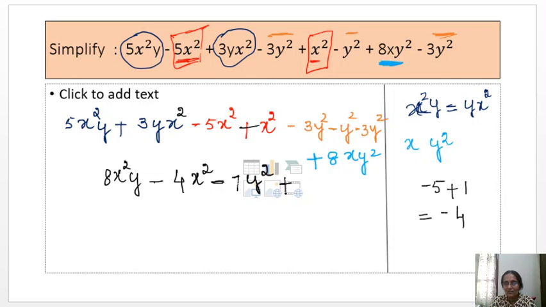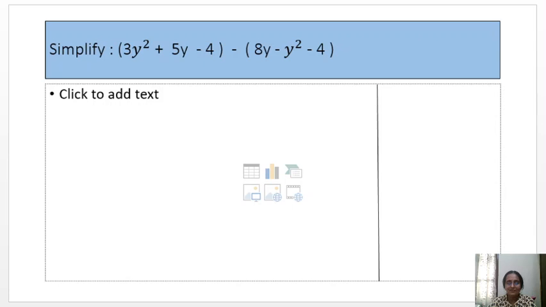Now the 8xy square, write as it is. It is minus 7y square plus 8xy square. It is the final answer. We will solve the next sum.